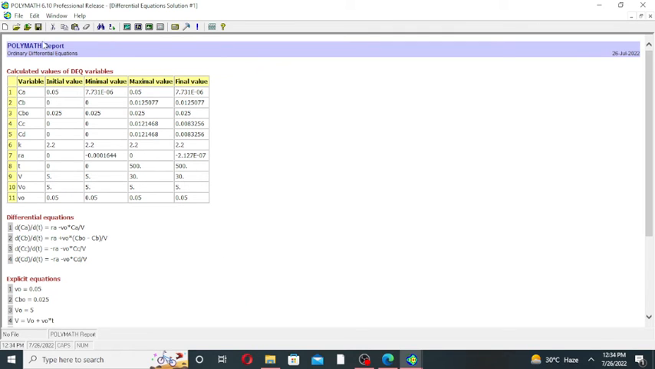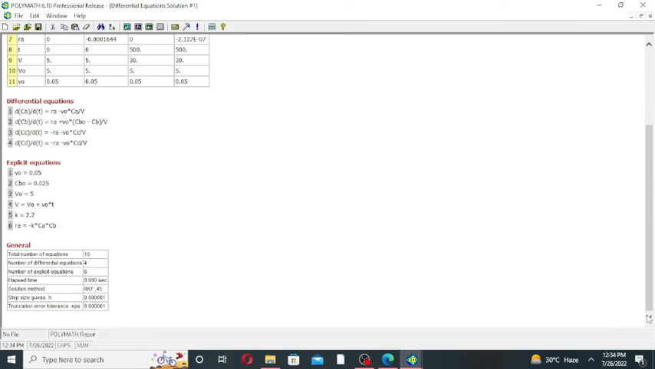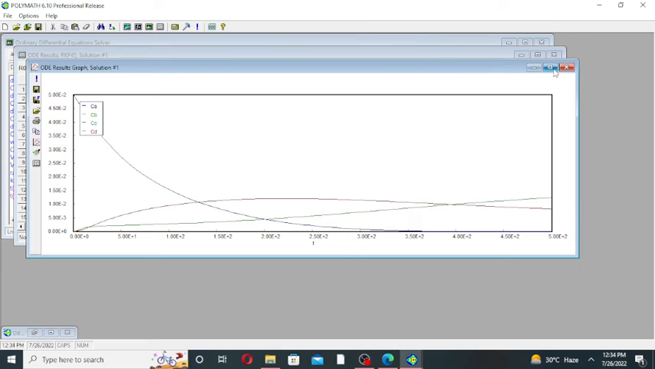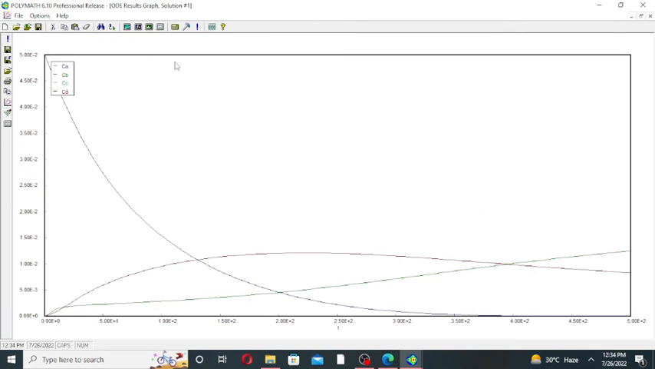This is the Polymath report: the initial and final values, Ca, Cb naught, the differential equations, and the explicit equations. So these are the report, and you can see the graphs. This is the graph between Ca, Cb, Cc and Cd.